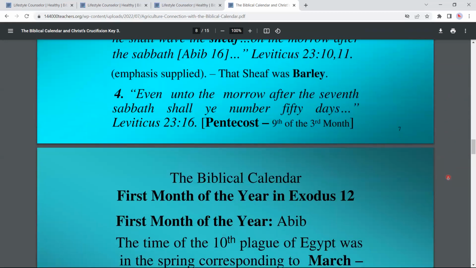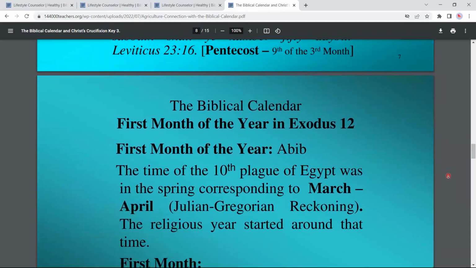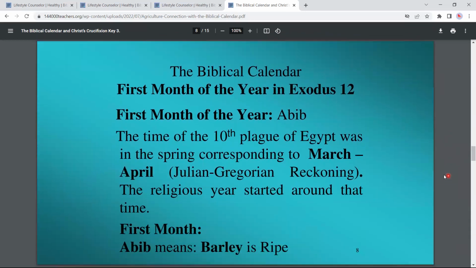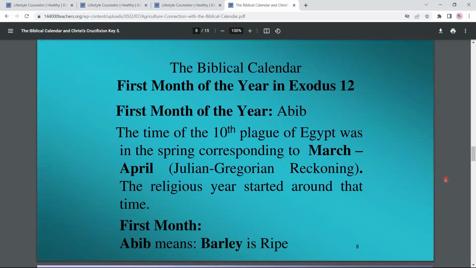The biblical calendar, the first month of the year in Exodus 12. The first month of the year, also called Abib, at the time of the 10th plague of Egypt, was in the spring, corresponding to March-April Julian-Gregorian reckoning. The religious year started around that time, and the first month, Abib, means barley is ripe.